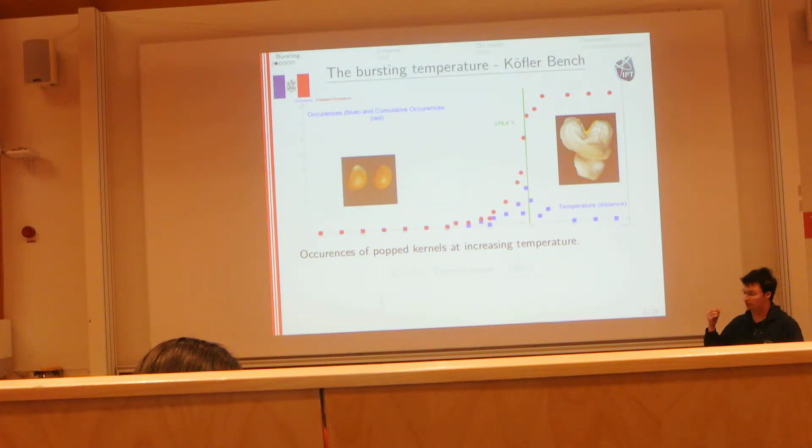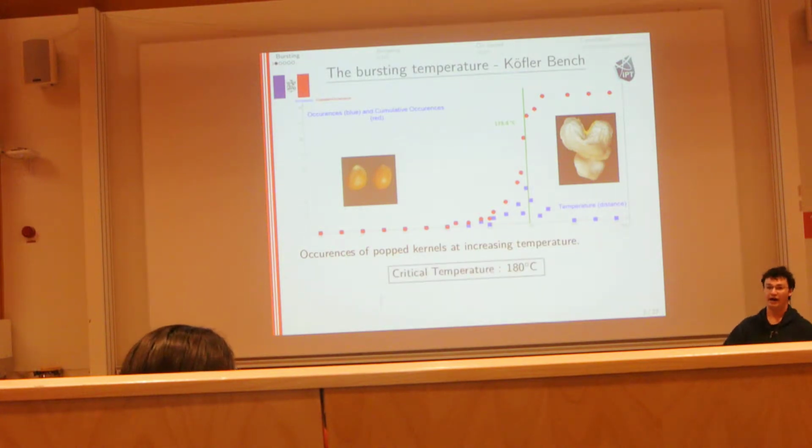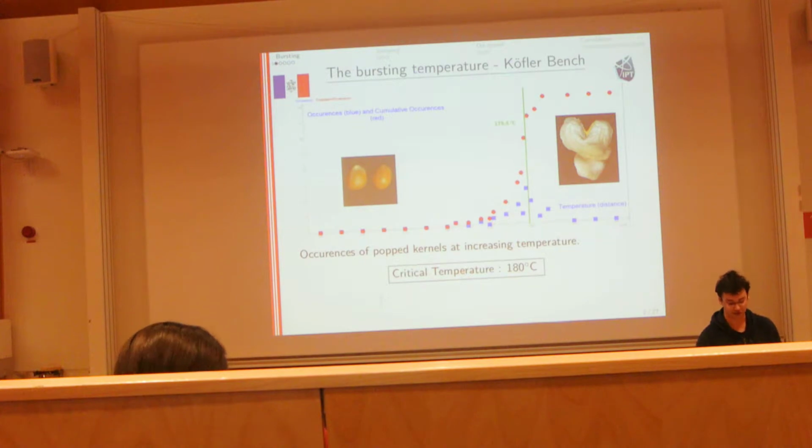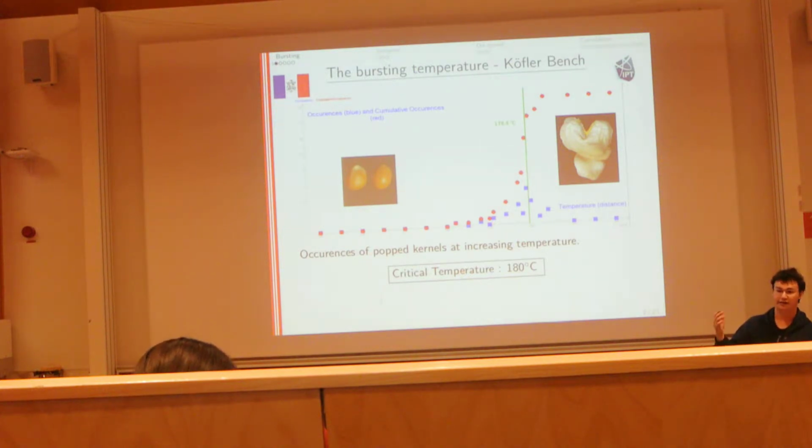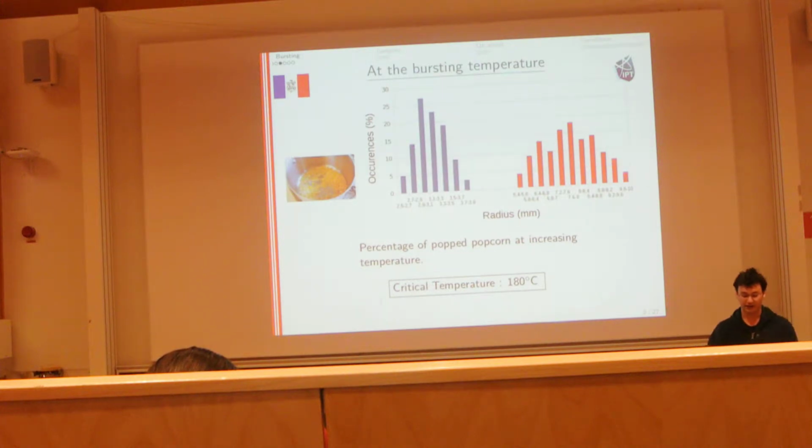So we ran corn kernels on a copper bench and tried to understand what the distribution was, and at what point the corn kernel would actually start jumping. On average we find 180 degrees, which is practically what is found elsewhere in the literature. So we're very comfortable with that value, and this is what we're going to use in most of our experiments. Basically, at that temperature, we observe a change in all the properties of the pop form.